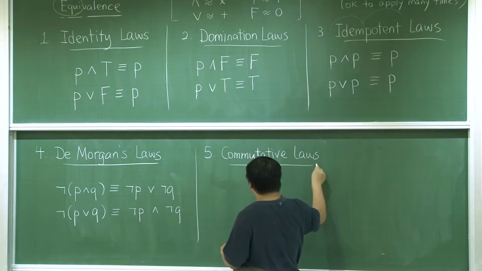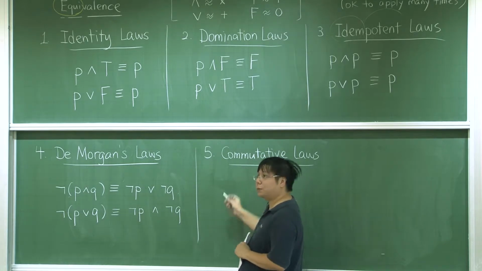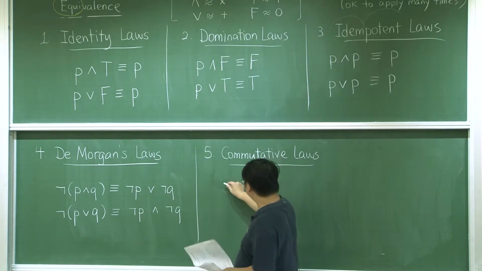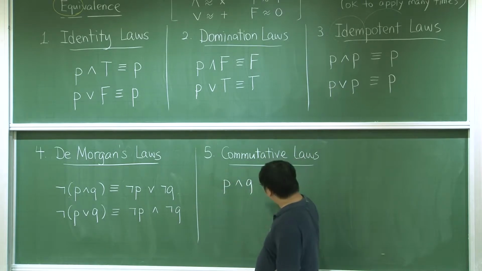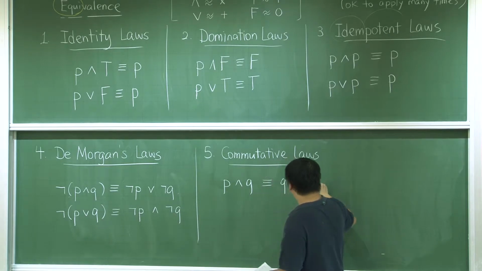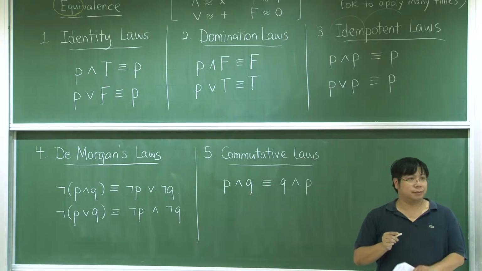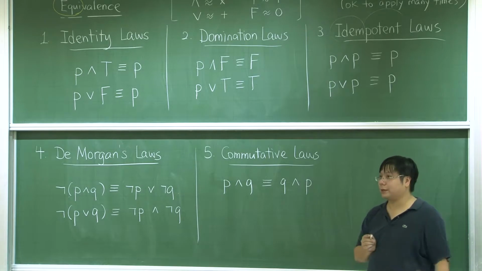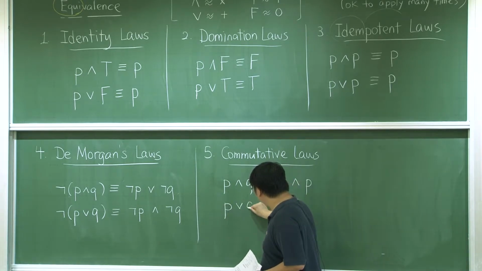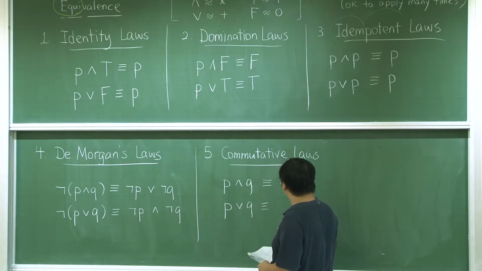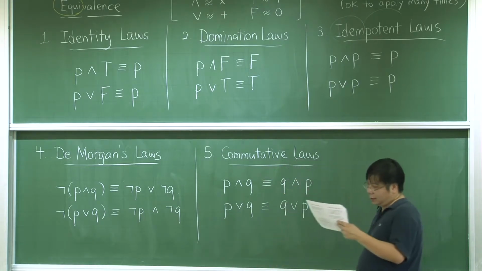So commutative law means we can exchange the ordering. So P and Q, we can exchange the ordering as Q and P, and they will have the same truth value all the time. Okay. Similarly, we have P or Q. It's going to be Q or P.